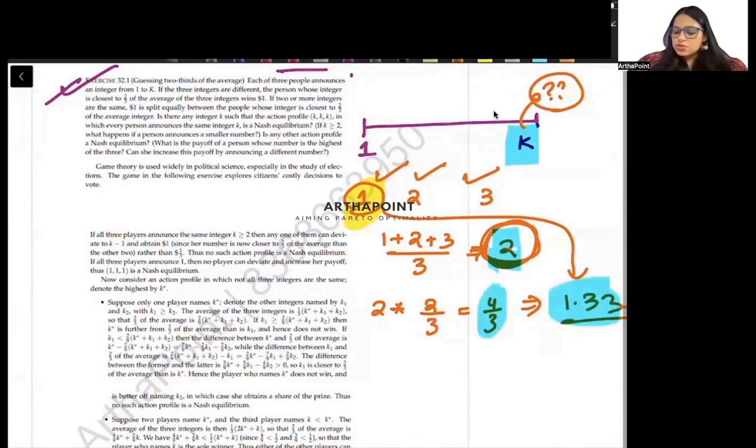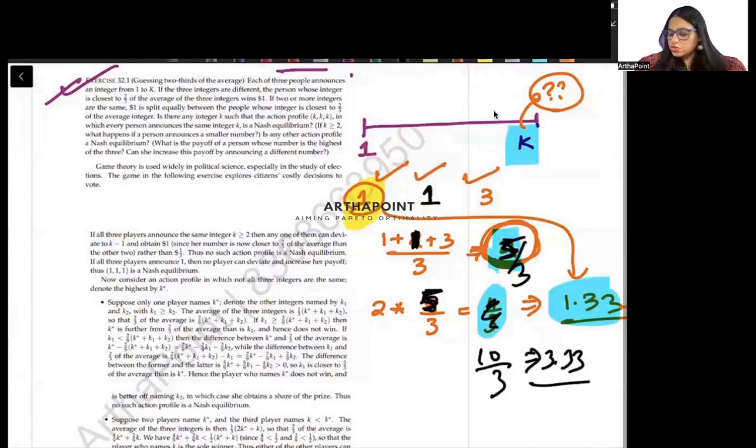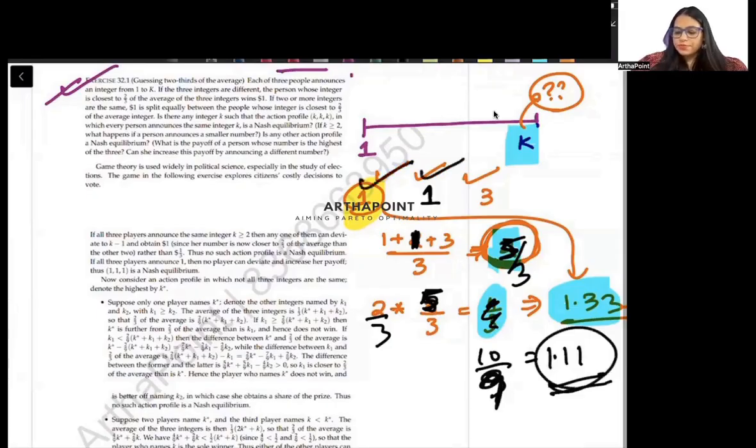Now suppose this person had said 1. Then 1 + 1 + 3 is 5, so the average is 5/3. And 2/3 of 5/3 would be 10/9. I think I've done something wrong. 2/3 of 5/3, right? So this would be 10/9, which is about 1.11. So it is closest to the two people who said 1. If there is a tie, two have announced the same number and they are winning, right? So read it out.